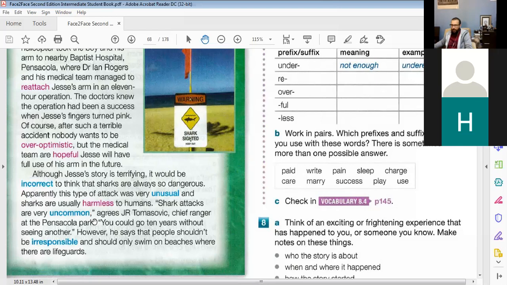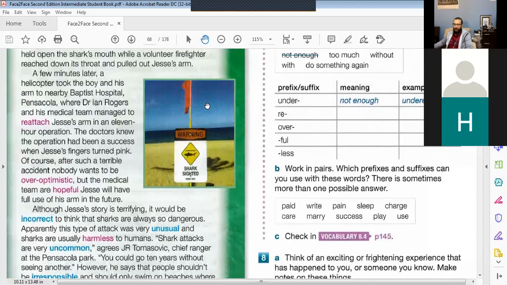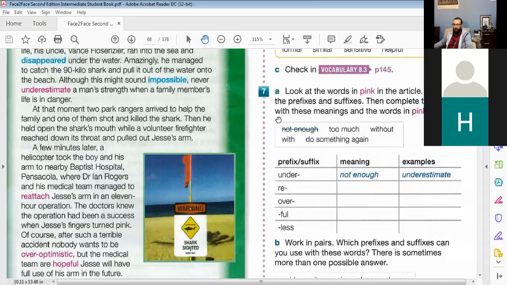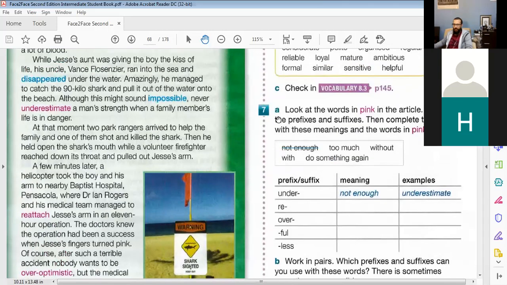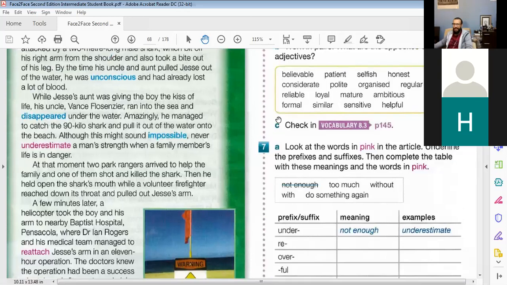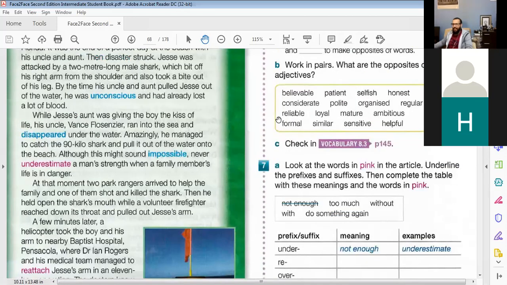Okay, have you finished? Yeah. All right. What do you think of this story? What do you think of it? Yes, it is a tragic story. I think it's a tragic story.